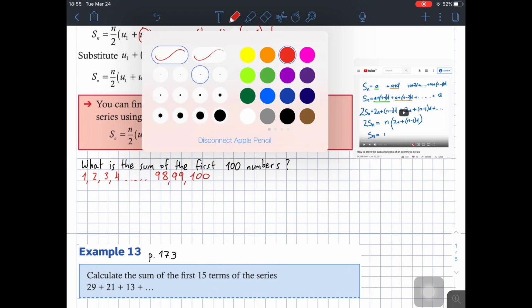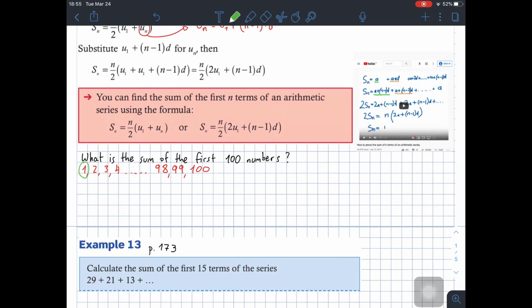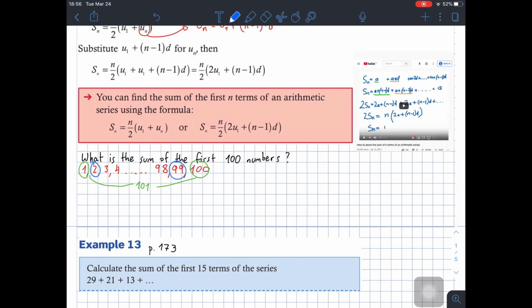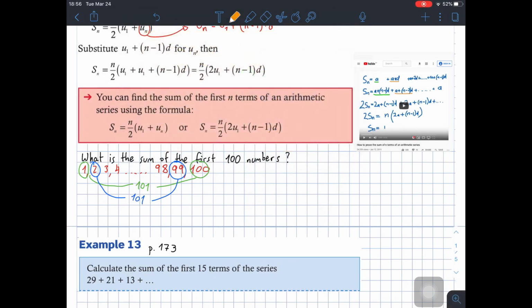If you pay attention, this is something I already showed you last class. If you pay attention to the additions, you'll see that if we add the first term with the last term, the sum that we get is 101, right? Then what happens if we add the second term with the second to last term? We'll also get 101. And finally, if we add, for example, this term with this term, we'll also get 101. So the sum is always constant. And if we have 100 numbers, how many times are we getting 101?